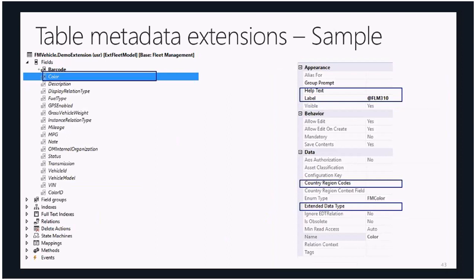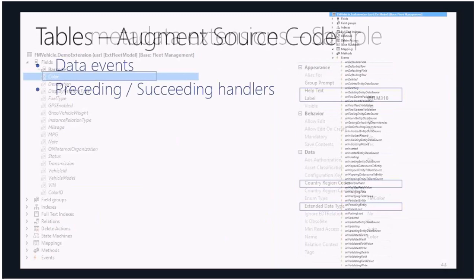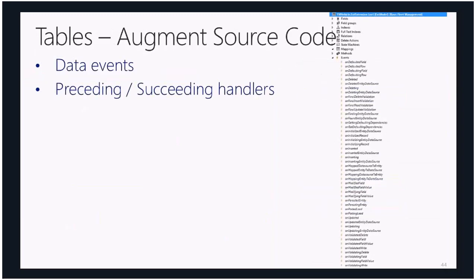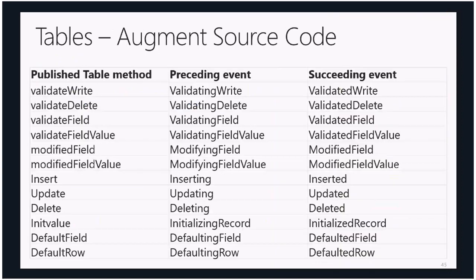Tables support a large number of events that extension code can hook into in order to have a view into the life cycle of a record. These events largely come in pairs, with preceding and succeeding events raised. Exactly what to hook into will depend largely on what customization you are trying to accomplish. We published the full list of events on our docs site, but just to give you an idea of how they map out, I have copied some of them here.